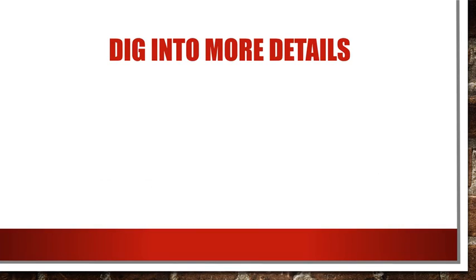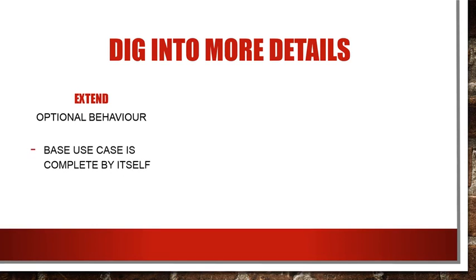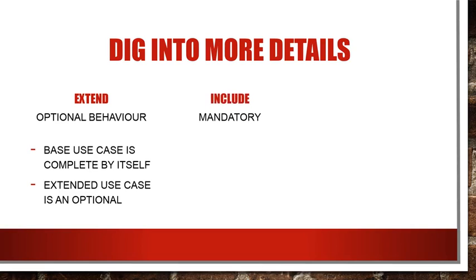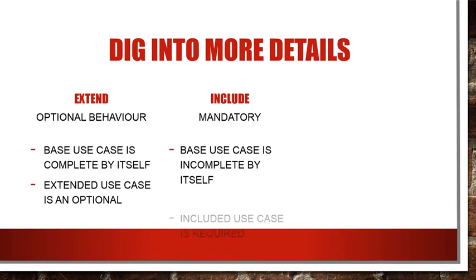There are three types of relations in use cases. First one is extend, second one is include, third one is generalization. Extend is complete by itself, but it is an optional behavior. Include is incomplete by itself, but it is mandatory. Generalization is for abstract use cases. It represents the generalization of the use cases. These relations are represented by a stereotype: extend, include, generalization.